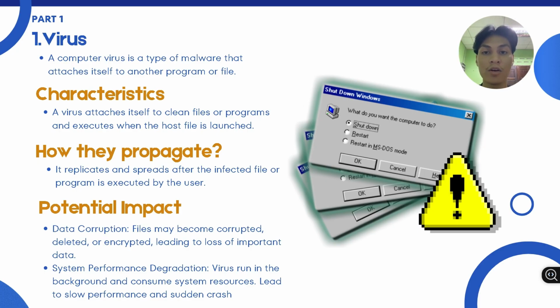Because viruses rely on user actions to spread, they often hide inside common file types, such as documents, executable files, or email attachments. The impact of a virus can be serious. It can corrupt or delete important files, modify system settings, and significantly slow down system performance. In some cases, viruses can cause system crashes or make the operating system unstable, resulting in data loss and reduced productivity.